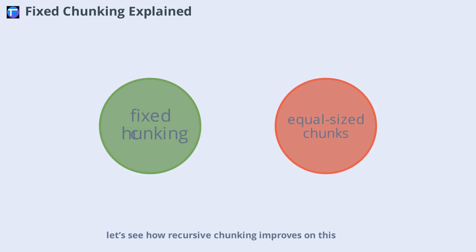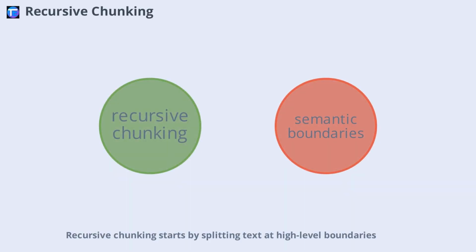Next, let's see how recursive chunking improves on this. Recursive chunking starts by splitting text at high-level boundaries, like paragraphs or sections. If a chunk is still too large, it's split further, maybe by sentences, until all chunks fit within the desired size. This method is ideal for semi-structured documents, where you want to preserve logical units, but also need to cap chunk size. Recursive chunking helps maintain context and avoids cutting across unnatural boundaries, resulting in a mix of chunk sizes that better match the content structure.